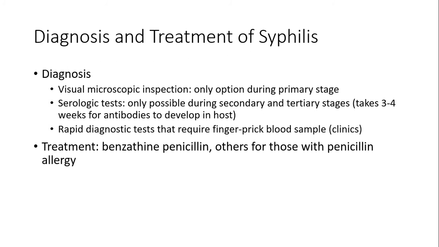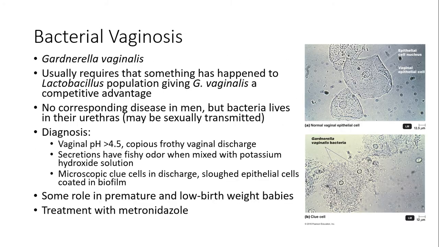We also have rapid diagnostic tests that require something as simple as a finger prick blood sample, which you can do in the clinic. So that is probably where you're going to see most of your stuff going on. That and the microscopic inspection. Treatment for this involves a variant of penicillin that's injected. And you get one dose and it lasts for about 2 weeks, and that's usually enough to kill these off. We also have alternatives for those who are allergic to penicillin.